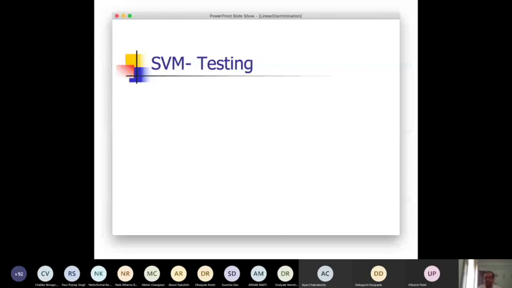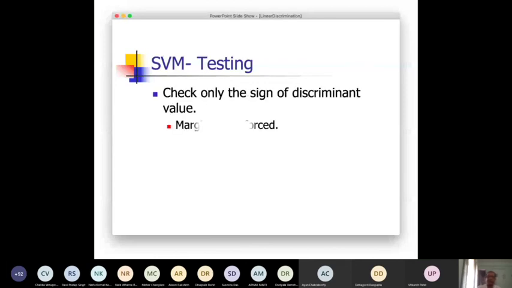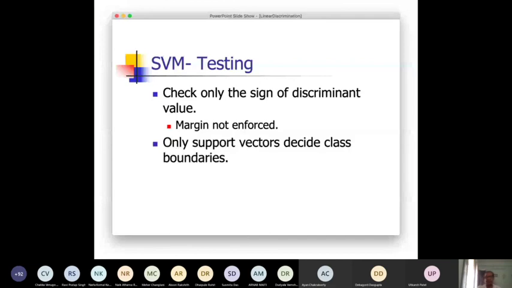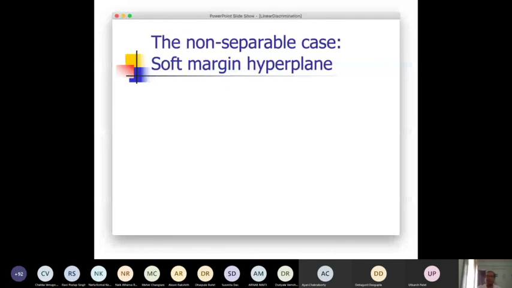So when you test, you can simply check whether the sign is positive or negative. You compute W transpose X plus W naught. If the value is greater than 0, then it belongs to class 1. If the value is less than 0, it belongs to class -1. So only the sign of the discriminant value is considered, and the margin is not enforced. Only support vectors decide class boundaries. Other samples do not influence the classifier. That also we see. Right. So maybe today we should stop.